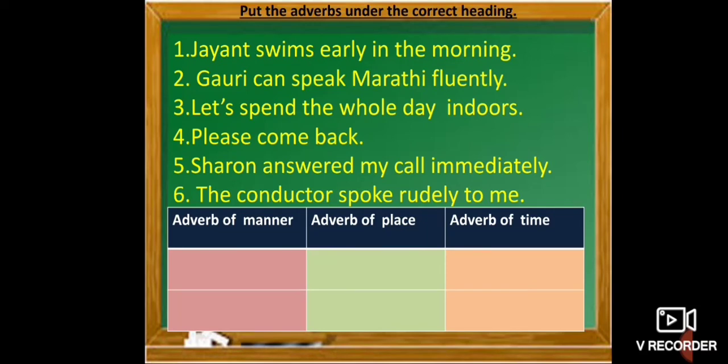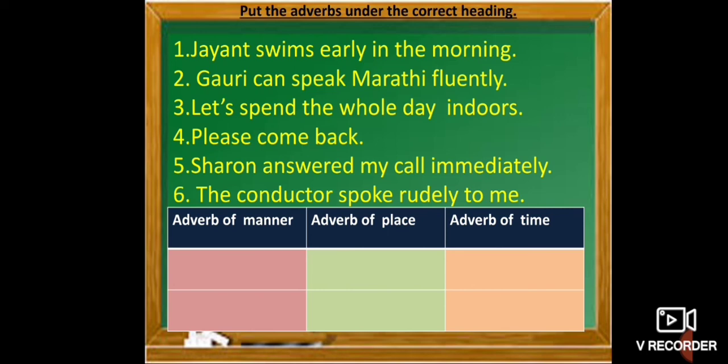Now, put the adverbs under the correct heading. Adverb of manner is given, adverb of place is given, adverb of time is given. Look at the table below. It has got 3 columns. You have to pick out the adverbs and put them according to manner, place and time. Let's read the first sentence. Jayant swims early in the morning.